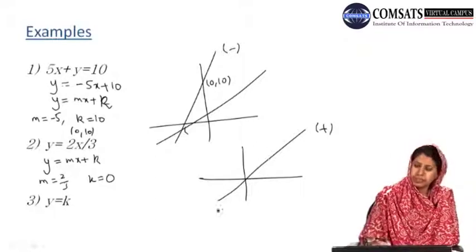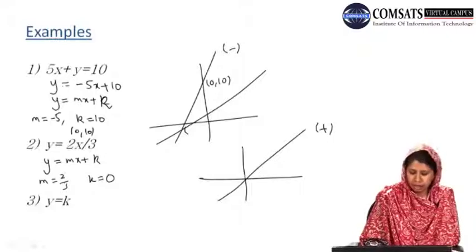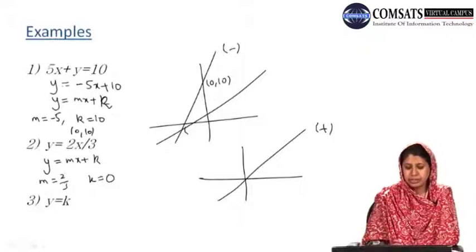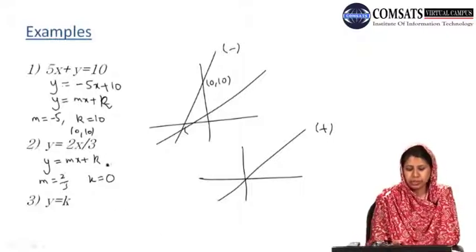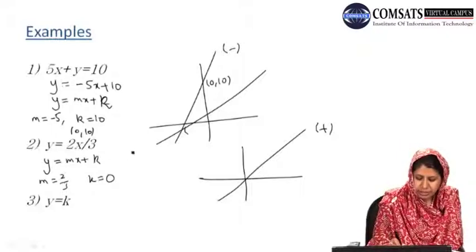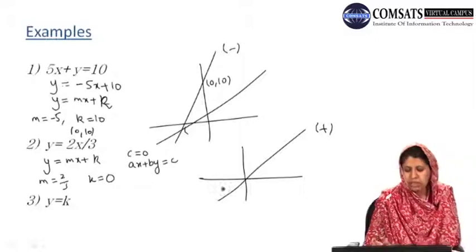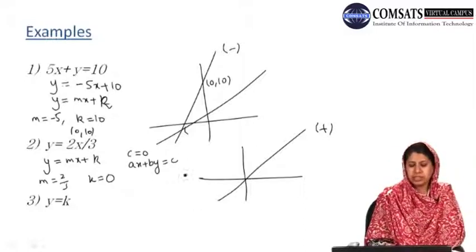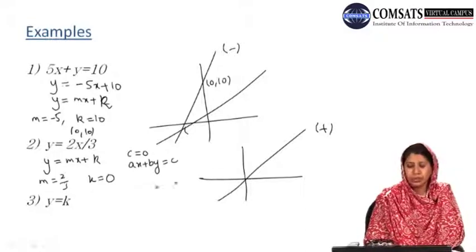The line is rising from left to right, and this is the equation of a line where this c is missing, where we recall that the line was ax plus by equals c, and we have seen in our last lecture that whenever the c is 0, the line passes through the origin.